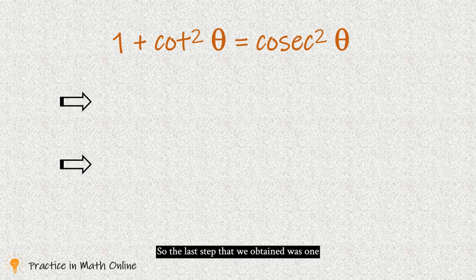So the last step that we obtained was 1 over sine square theta. And since sine and cosec are reciprocal of each other, this becomes cosec square theta, which is same as the right hand side of this equation. So this is also a trigonometric identity.